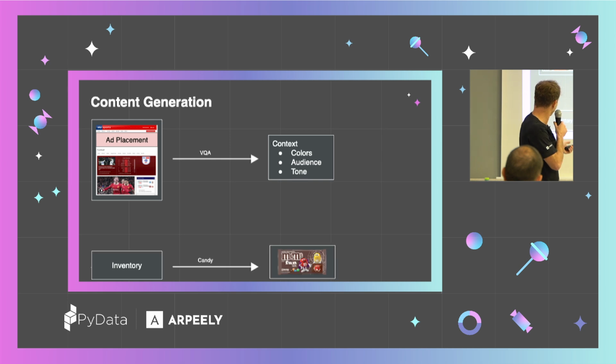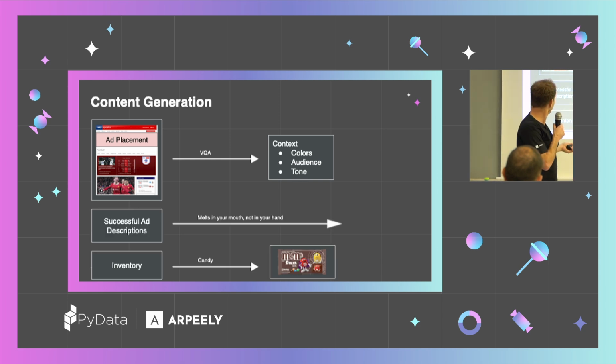Then I'll take the inventory. In this case, I want to be selling M&Ms. And because I want to be constantly improving, I'll also take whatever ad worked yesterday. In this case, melts in your mouth, not in your hand. Not that I invented it, but it's a pretty good ad.